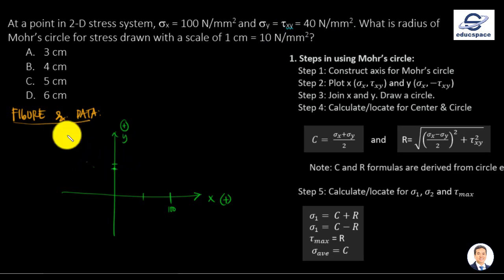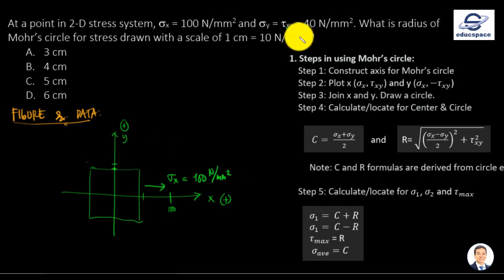Okay, so let's put our element. And this one is again the stress element on the x-axis, that is tension, 100 newtons per millimeter squared, and we have positive here is 40, that is the stress element on the y-axis. So we can also say that it is compression in this direction. So we have shear stress.